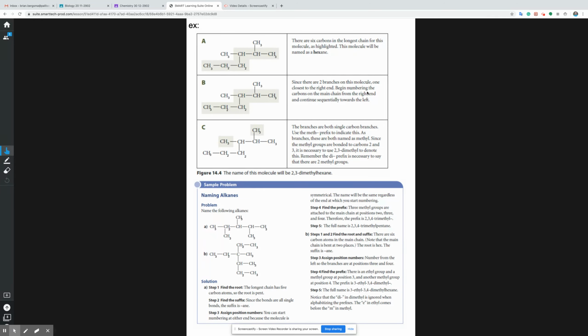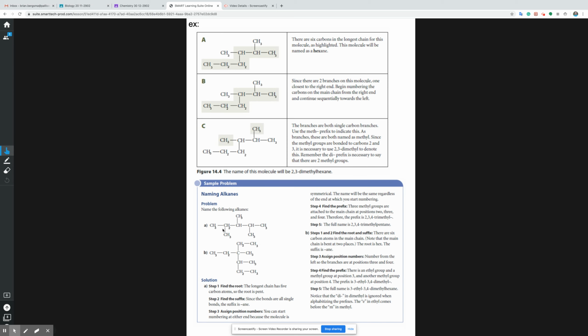Since there are 2 branches, we start on the right end. Now we name our branches from the lowest number. One thing to note is we have 2 methyl groups here. Because we have 2, we call it dimethyl, di meaning 2. So in this case, the name of this compound is 2,3-dimethyl hexane.